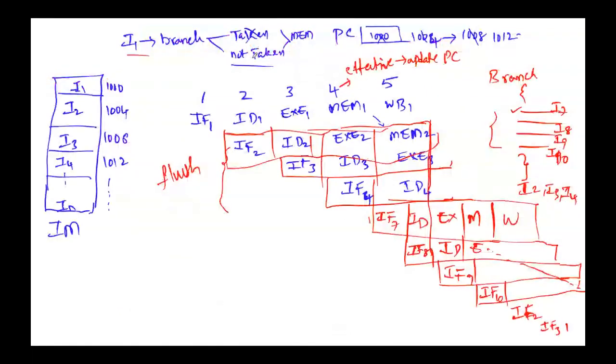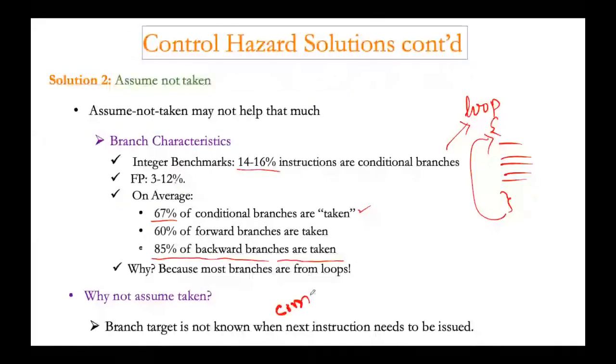Why not assume taken? So, in assume taken, what happens? The branch target is not known when the next instruction needs to be issued, until the branch reaches the stage where it computes the effective address.